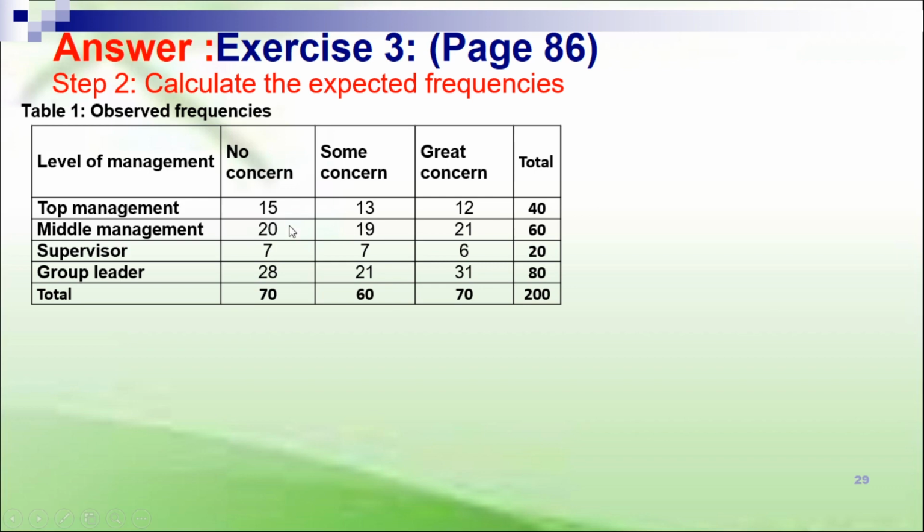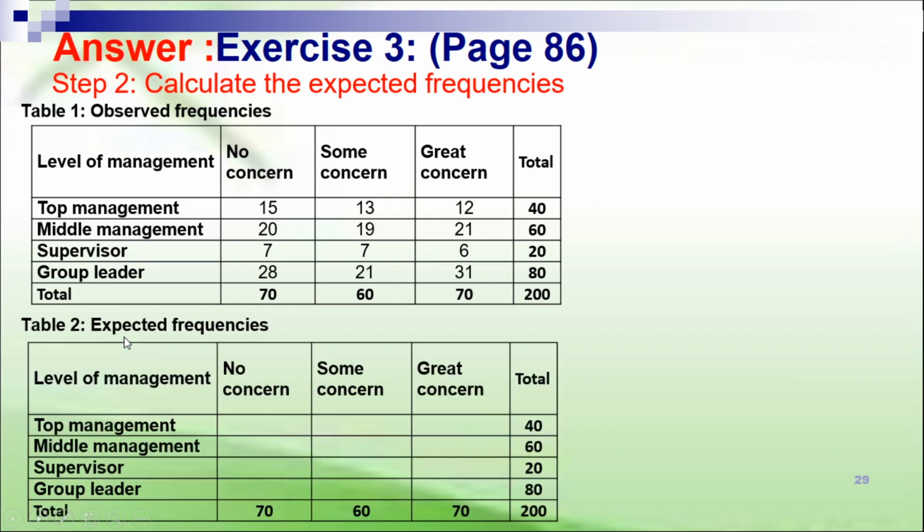First calculate the corresponding row totals and column totals, and see the categories of the 2 variables. The concern about the environmental issues contains 3 categories: no concern, some concern, and great concern. The other variable, level of management, has 4 categories. Then find out the expected frequencies, satisfying that the given row totals and column totals remain the same.